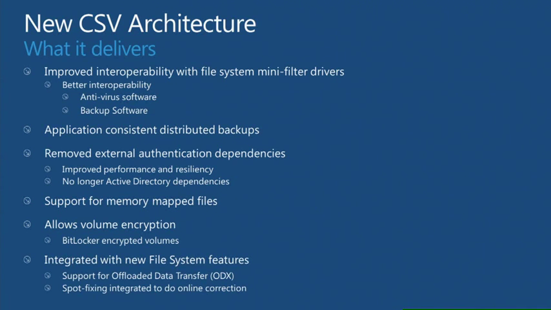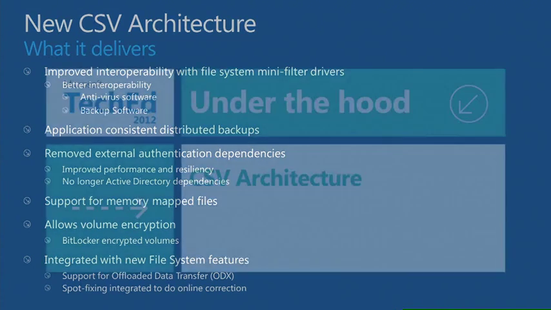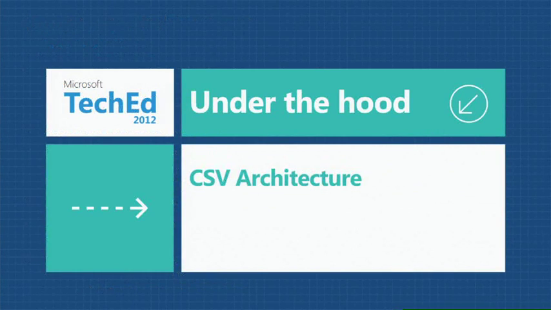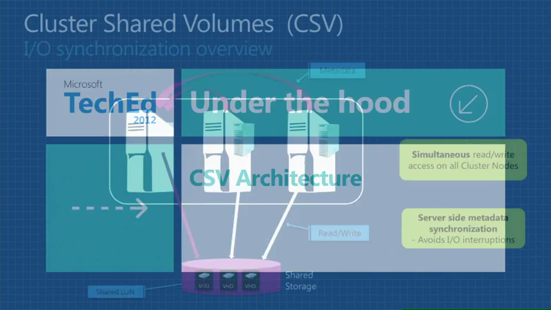And we are now integrated with all the new great file system features, such as copy offload, defrag, spot fixes. So now let's gradually start thinking about the new CSV architecture, piece by piece.